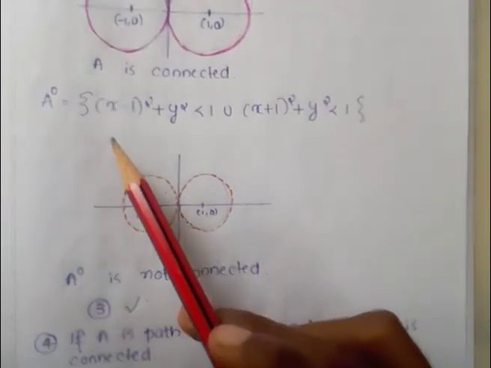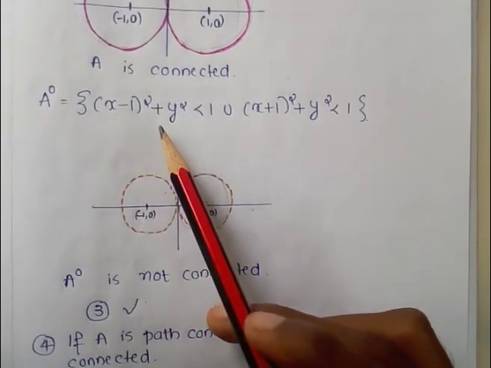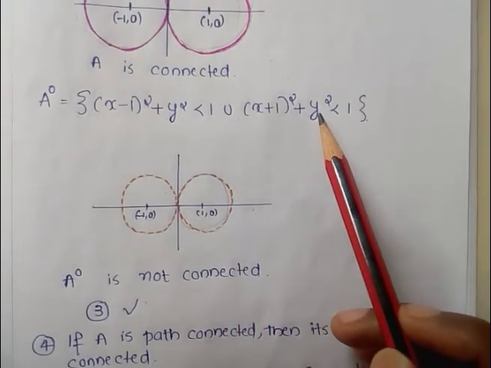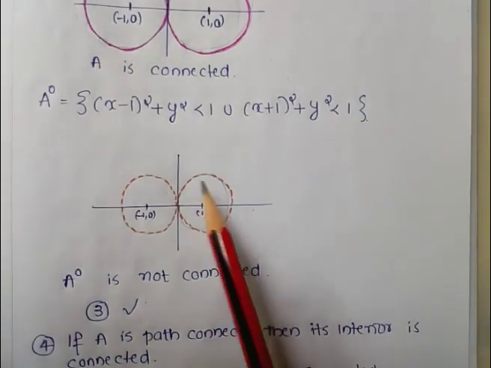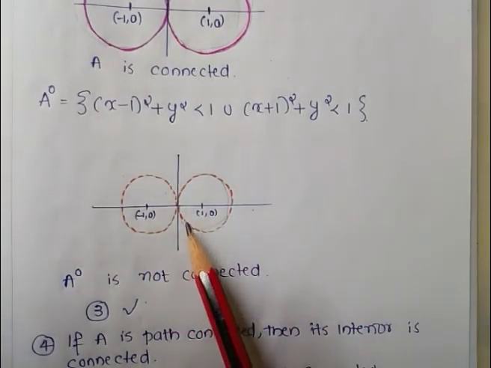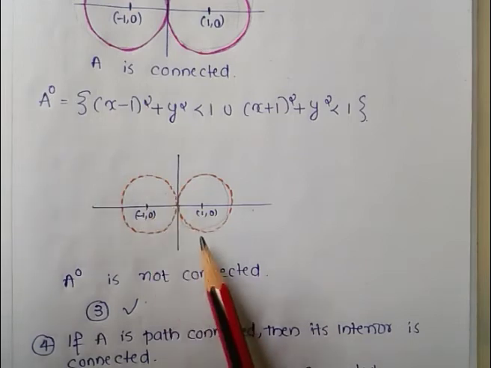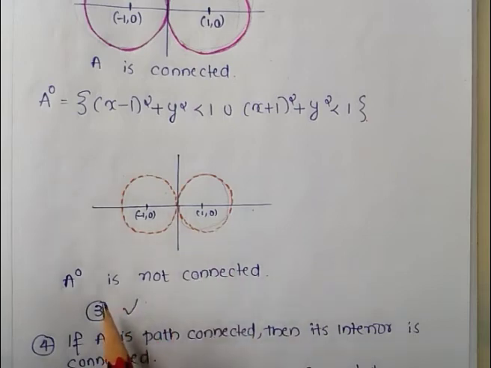A interior is equal to the set of all (x minus 1) whole square plus y square less than 1, union (x plus 1) whole square plus y square less than 1. The figure is like this. From this we can say that the point (0, 0) is not included here, so this is not connected. So we can conclude that A interior is not connected. Our option 3 says that if A is connected, then its interior is not necessarily connected. So we get an example which satisfies the given condition. So our third option is a correct statement.